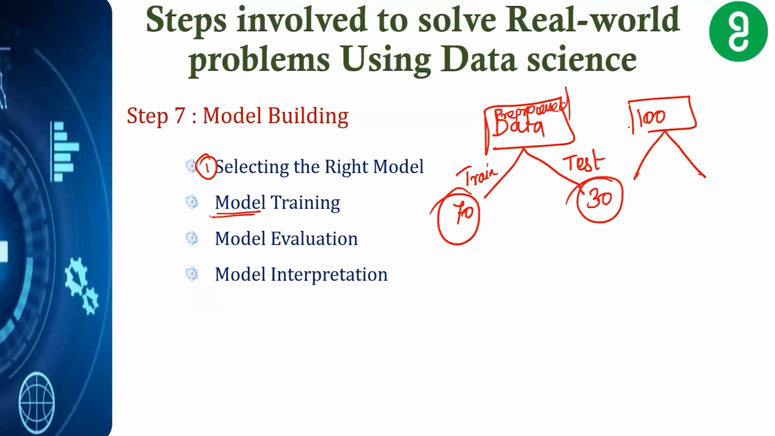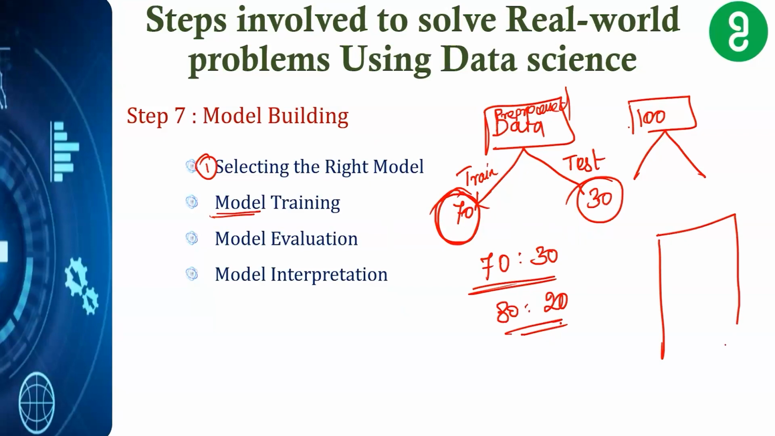Yes, if more data is provided for training, then you will get a more accurate result. That is the main objective of using this kind of split. 70-30 is the globally accepted splitting technique, otherwise 80-20. Then after splitting your data set, what can you do with this 70% of data? This 70% is your training data set.